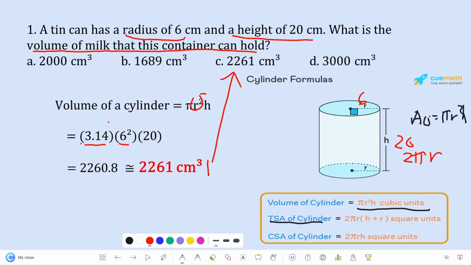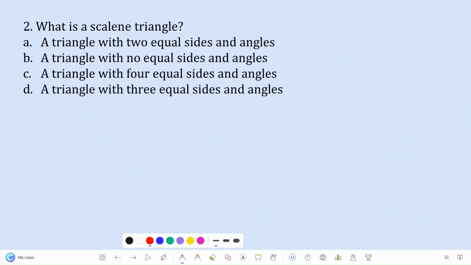Okay, so let's proceed to item number 2. Item number 2, what is a scalene triangle? Is it A, a triangle with two equal sides and angles, B, a triangle with no equal sides and angles, C, a triangle with four equal sides and angles, or letter D, a triangle with three equal sides and angles.